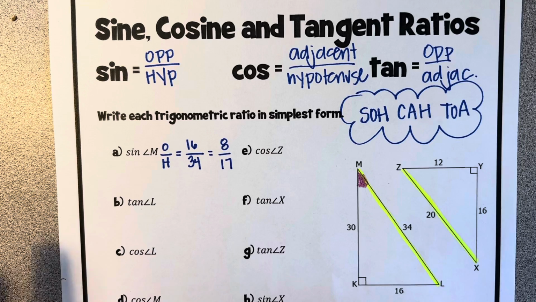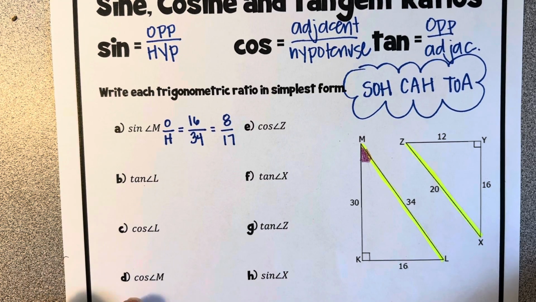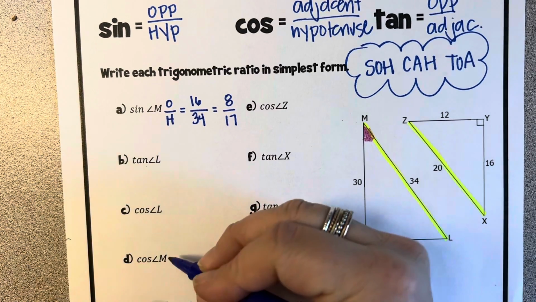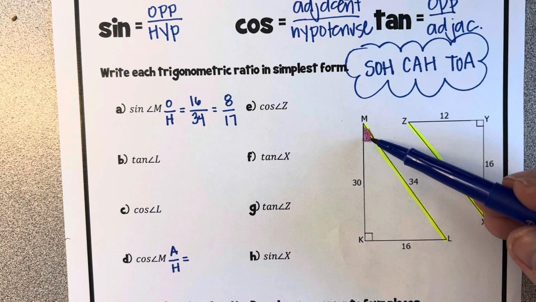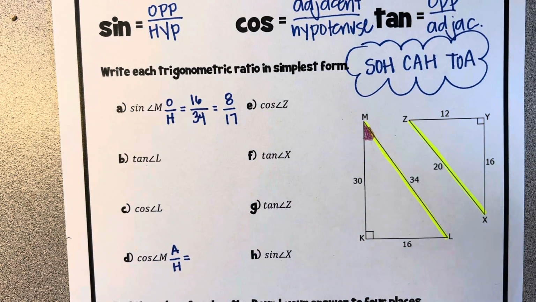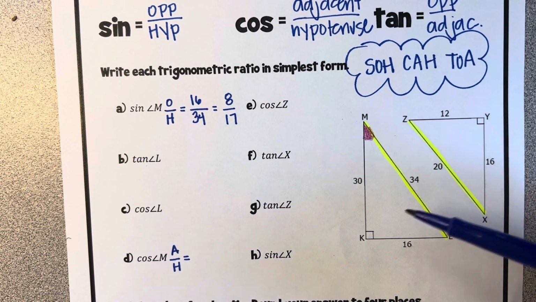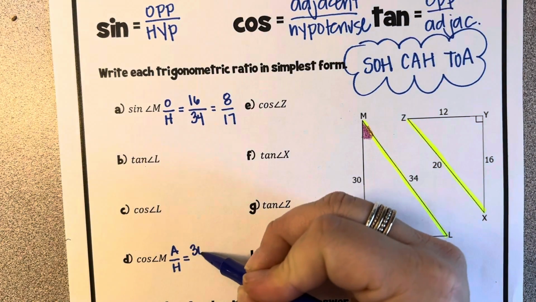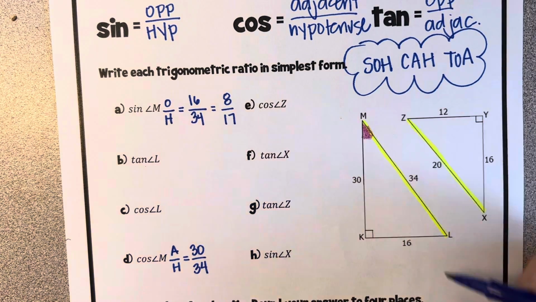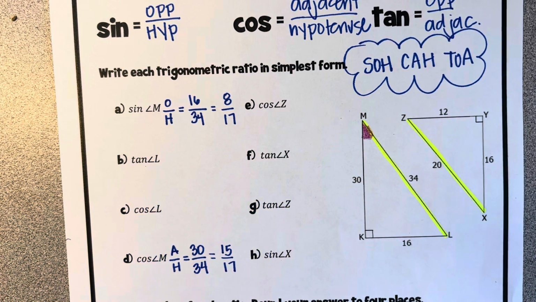Okay, I'm going to come down here to D. I'll explain why in a second, but I'm going to do all the angle M ones first. So the cosine of angle M. Cosine is adjacent over hypotenuse. Adjacent means next to. If you're standing next to someone, you're adjacent to them. So the adjacent side for angle M, you're like, well, there's two that are next to it, and that's true, but this one is the hypotenuse, so 30 is the adjacent side. So it's 30 over 34, because the hypotenuse is always that side, so that reduces down to 15 over 17.